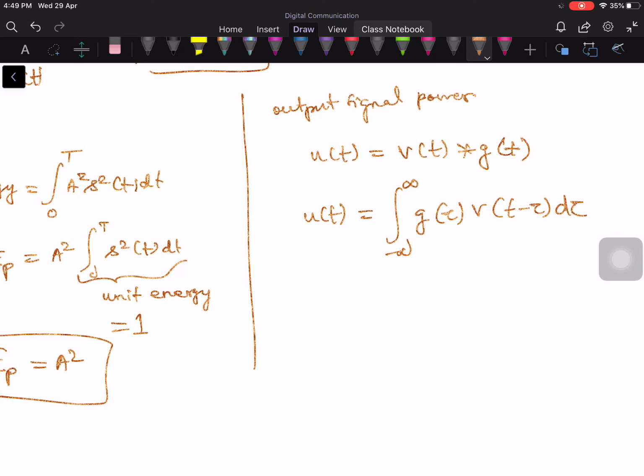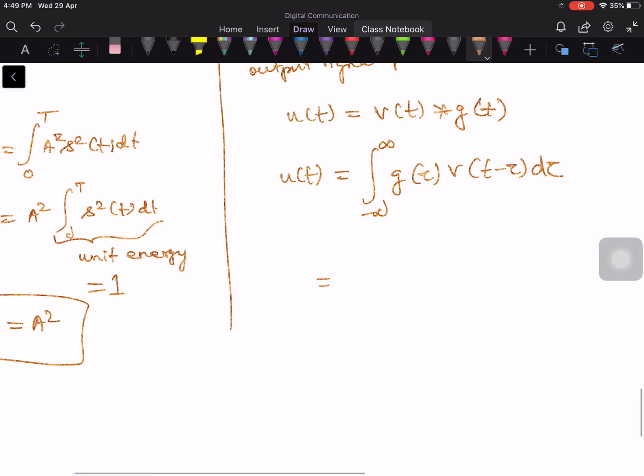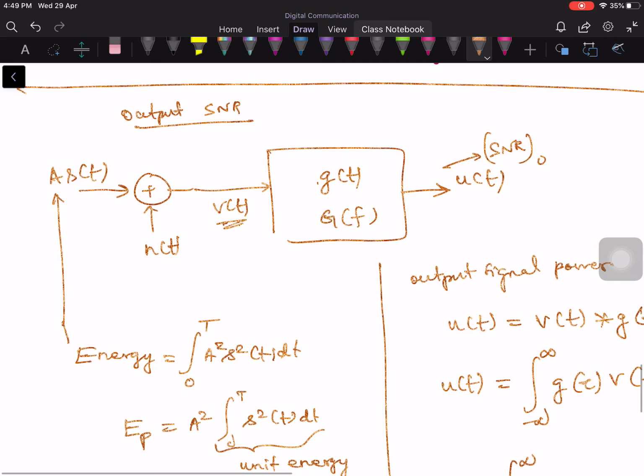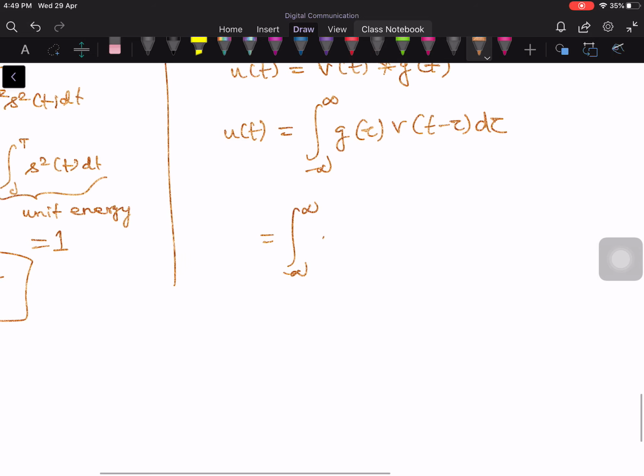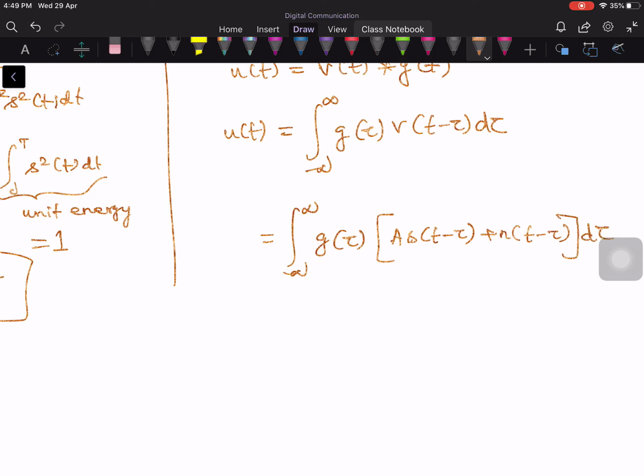Now I want to find the signal power. See, in this one, if you look at the figure, v of t is signal plus noise. Therefore, this is the integral of g of tau times A times s of t minus tau plus n of t minus tau, d tau. Now what do I want? I want only the signal contribution. I don't want the noise contribution. I want to find only the signal power.